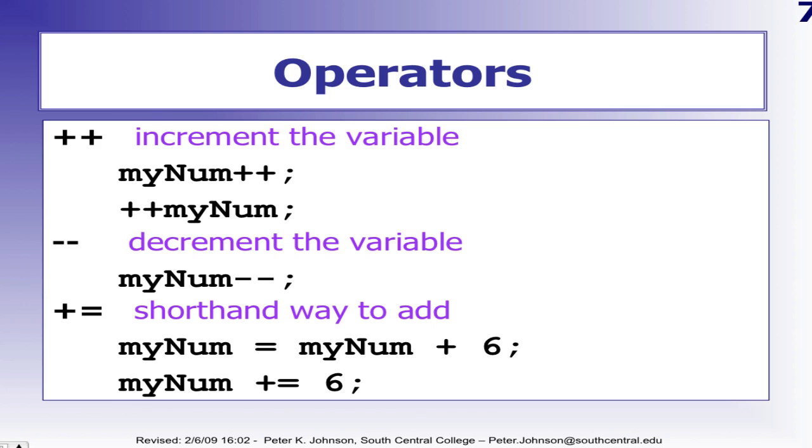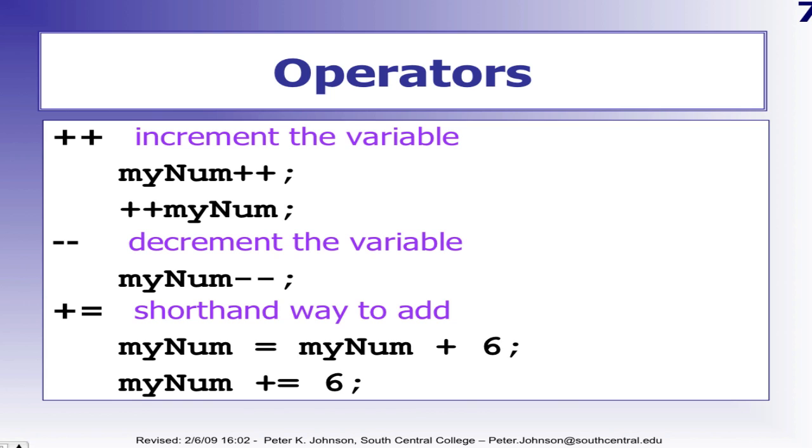Here's a few other operators that are a lot of fun in JavaScript and make your life a lot easier. These are also available in the Java language, C#, C++, and most other modern languages. First of all, there's the increment operator, and that's plus plus. So if we have a variable named myNumber, if we put a plus plus after it, it will automatically increment.